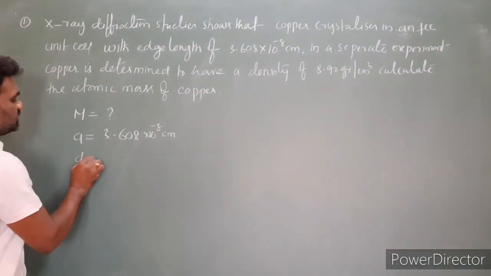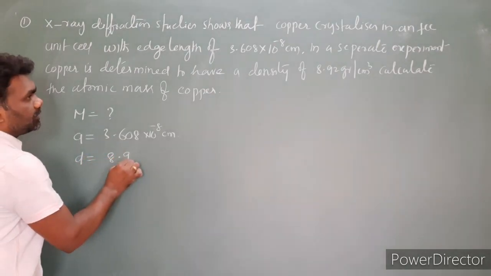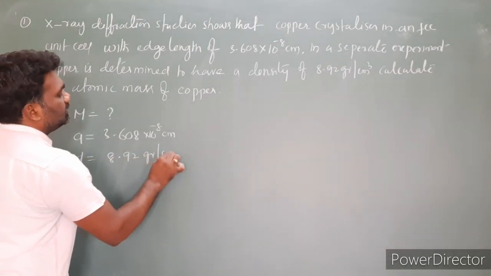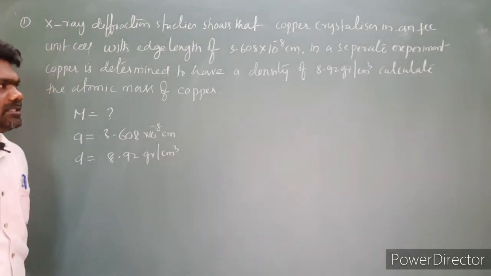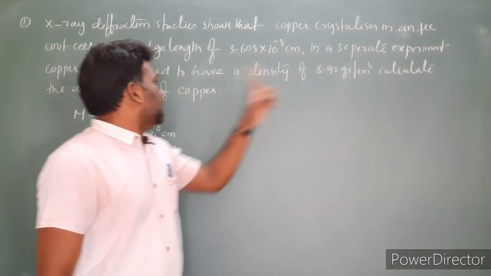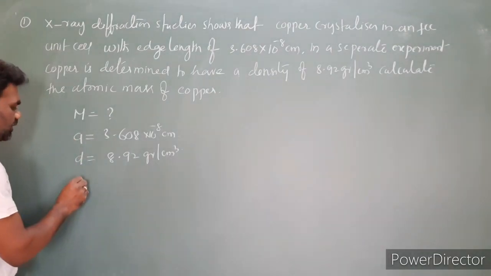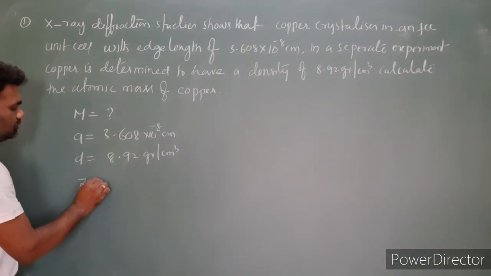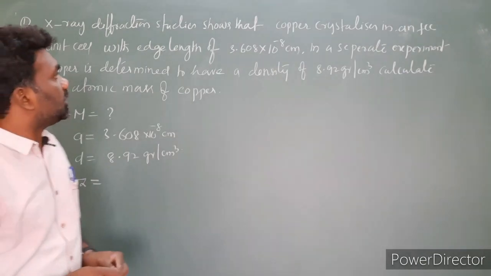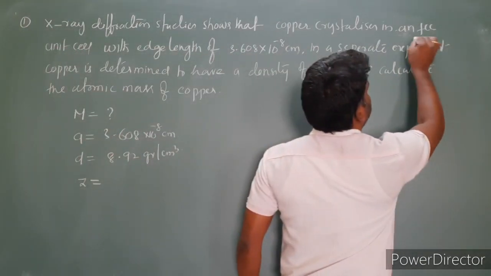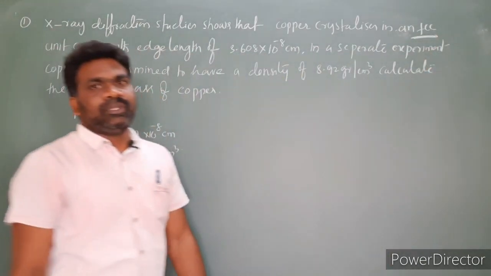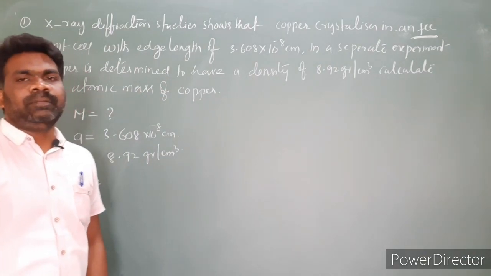Next, in a separate experiment, copper is determined to have density D is equal to 8.92 gram per centimeter cube. Density is given. Next, what is asked is to calculate the atomic mass of copper; already we put a question mark. In addition to this, we have one more piece of data, the Z value. They won't give it; he mentioned an FCC lattice. FCC in a sense means we have to find out the number of atoms.